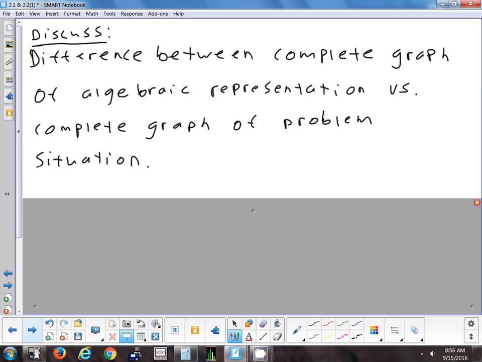All right, so what's the difference when we're finding a complete graph? We know that means x min, x max, y min, y max. What's the difference between finding a complete graph of an algebraic representation versus a problem situation? Problem situation means I want you to think about it in the context of a word problem. Algebraic, I just want you to think about it as a pure equation. Forget what anything represents in it. It's just letters and numbers. What's the difference between thinking about it these two ways?